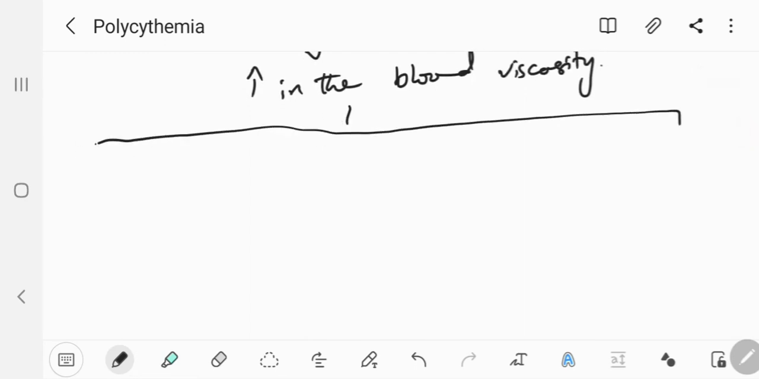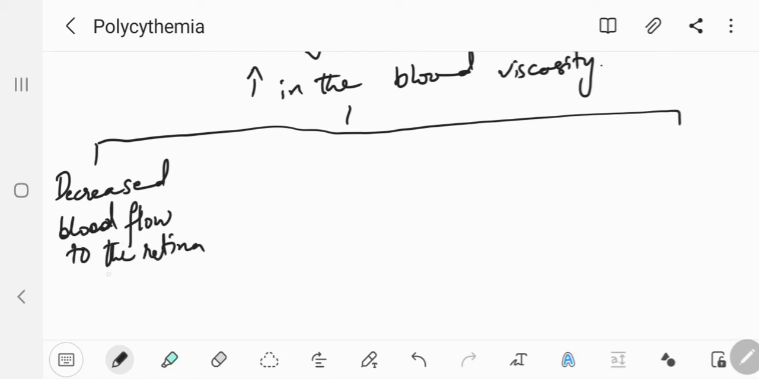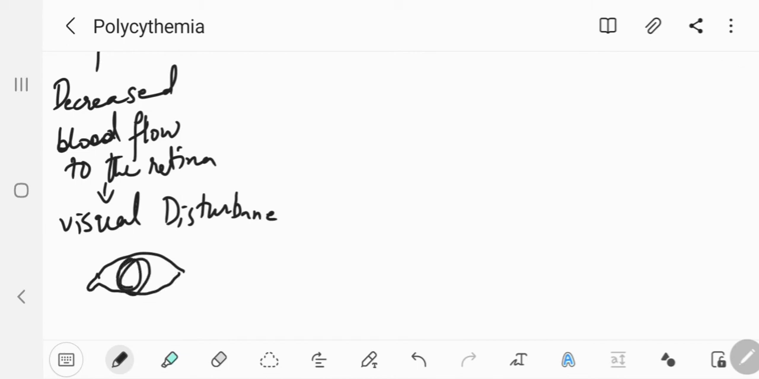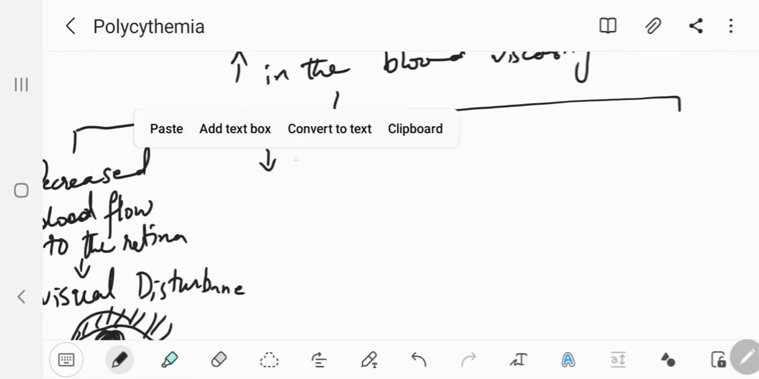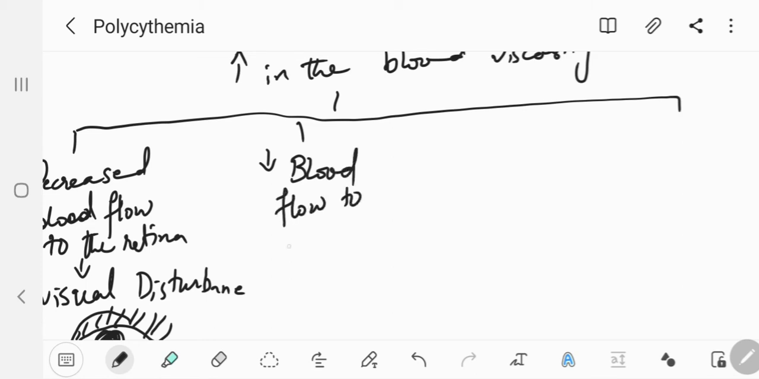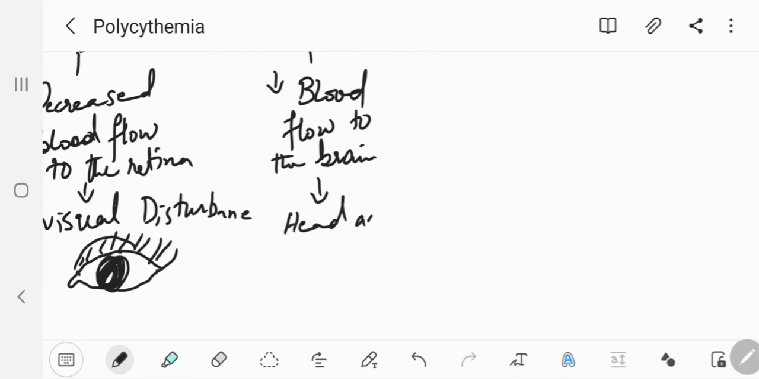So, due to this increased viscosity, what will happen? Due to the increased viscosity, there will be decreased blood flow to the retina. So the patient will present with visual disturbances or blurring of vision. Also, the increased viscosity leads to decreased blood flow towards the brain, which will cause the patient to have recurrent episodes of headache.